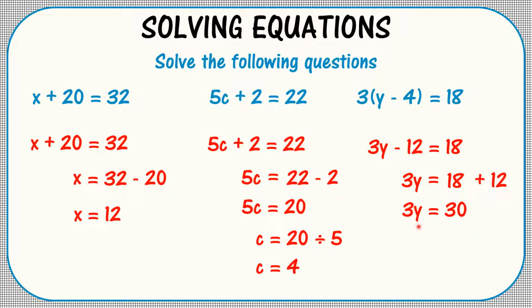3y means 3 times y. The opposite of timesing by 3 is dividing by 3. Therefore, y is equal to 30 divided by 3. y is therefore equal to 10.